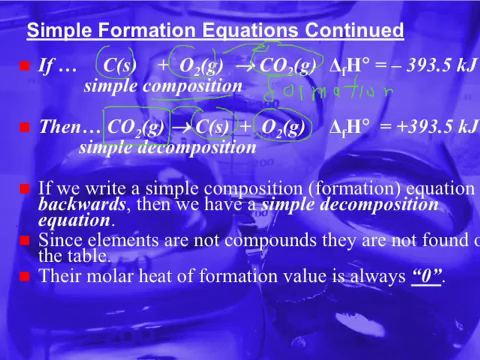According to the second Hess's law rule, when a reaction is reversed, then we have to take a negative of the enthalpy change. Here you see that for the simple decomposition of carbon dioxide, the enthalpy change is positive 393.5 kilojoules, whereas for the simple formation reaction, as stated in our data table, it's negative 395.5 kilojoules.